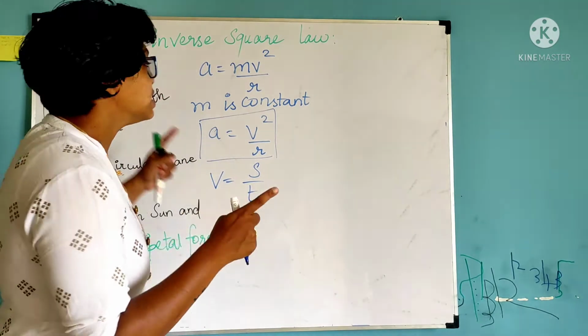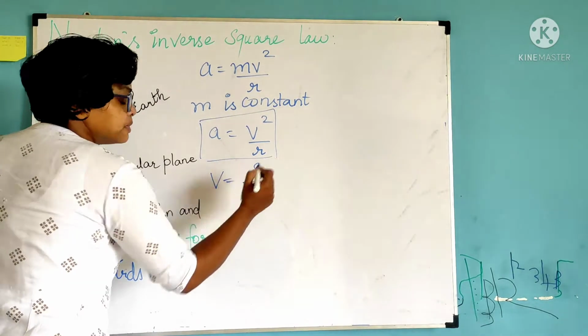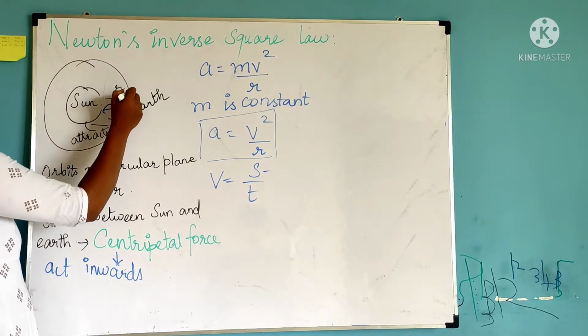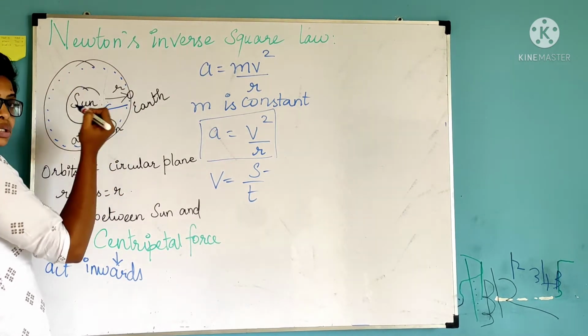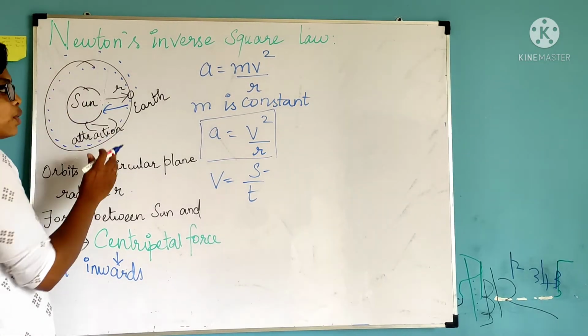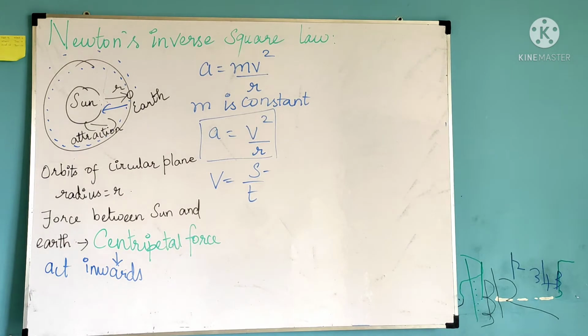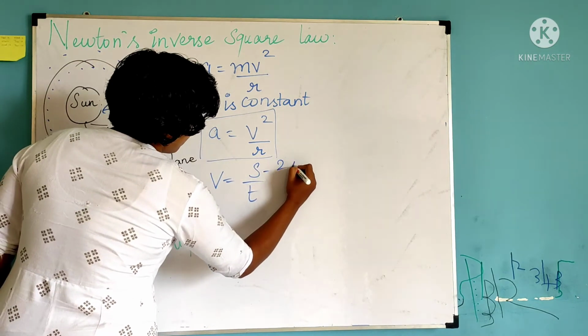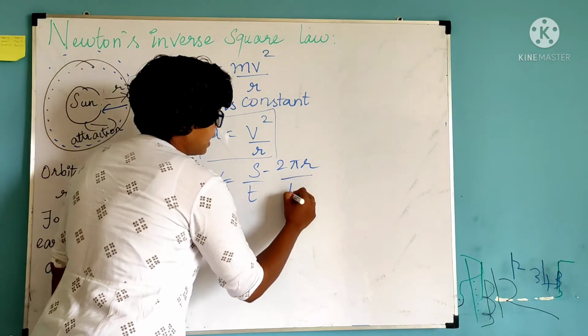In the beginning I said that it rotates around in a circular orbit, so here we are going to use that for displacement. What is displacement here? The earth will rotate around the whole orbit and come back to its original position. Again it will start rotating. So one circular rotation we call the displacement. The formula for displacement, as it is the circumference of the circle, is 2 pi r. So the velocity is 2 pi r divided by t.